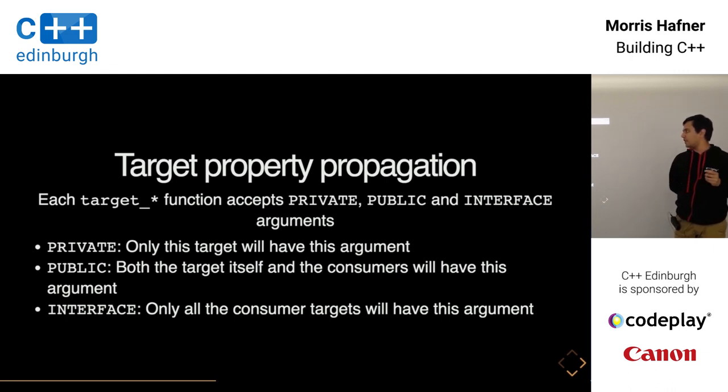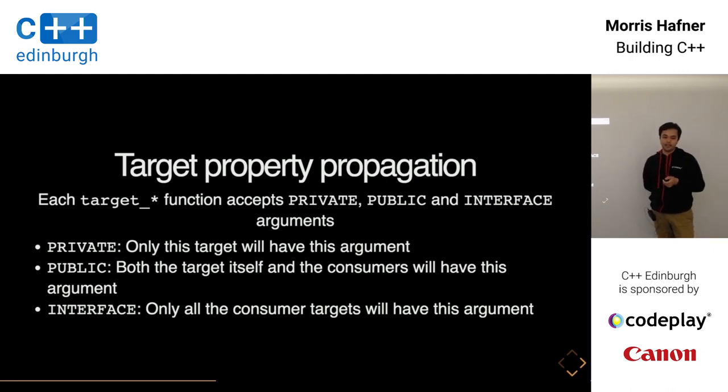The special thing about those functions is that they accept PRIVATE, PUBLIC, and INTERFACE arguments. This means that every piece of information that you attach on your node can be propagated to all the consumers, or it can be kept private and will only be used during the compilation of the target itself. So PRIVATE means this target will use this piece of information. PUBLIC means this target itself and everyone that uses this target will have this information. INTERFACE just means everyone that uses this target will have this information, but not the target itself.